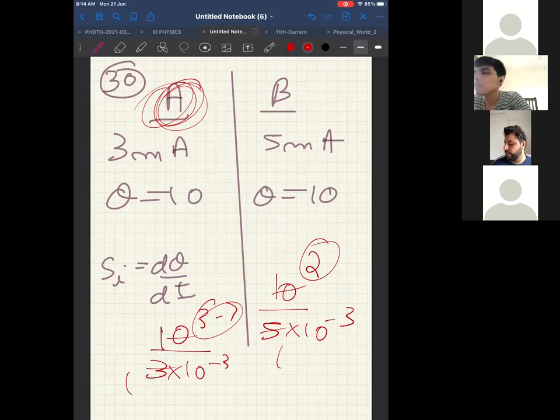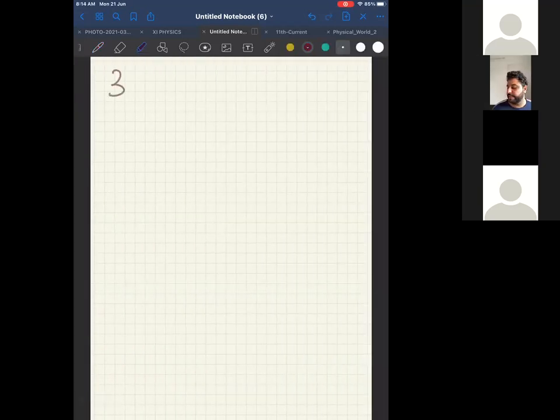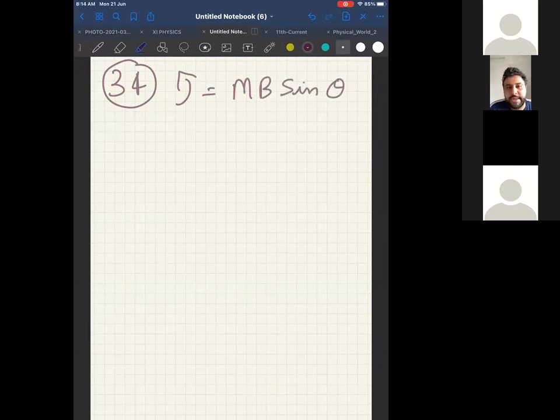We have done the formula for torque. Everyone, please look at the screen. Tell me, in the previous chapter, magnetism, haven't we done the formula for torque as mB sine theta? Tau is equal to mB sine theta, or tau is equal to m cross B. We have done this formula. Now, using this formula, try to solve question number 34. Start.